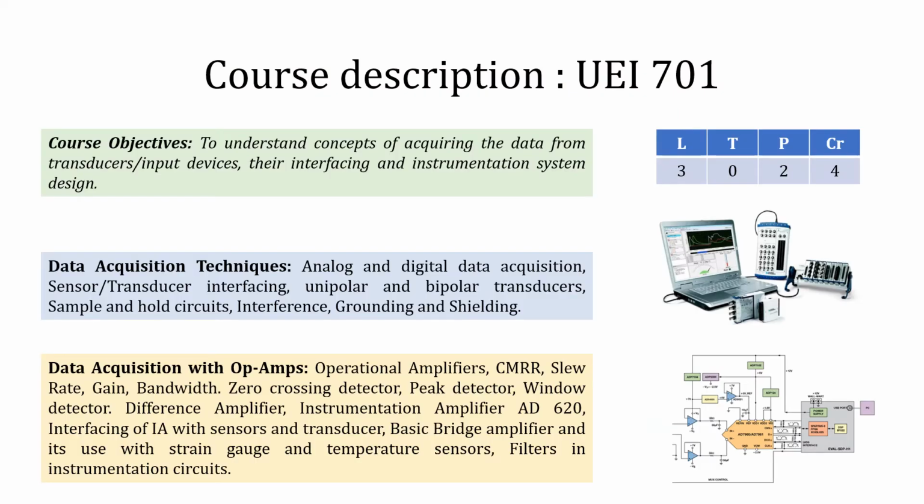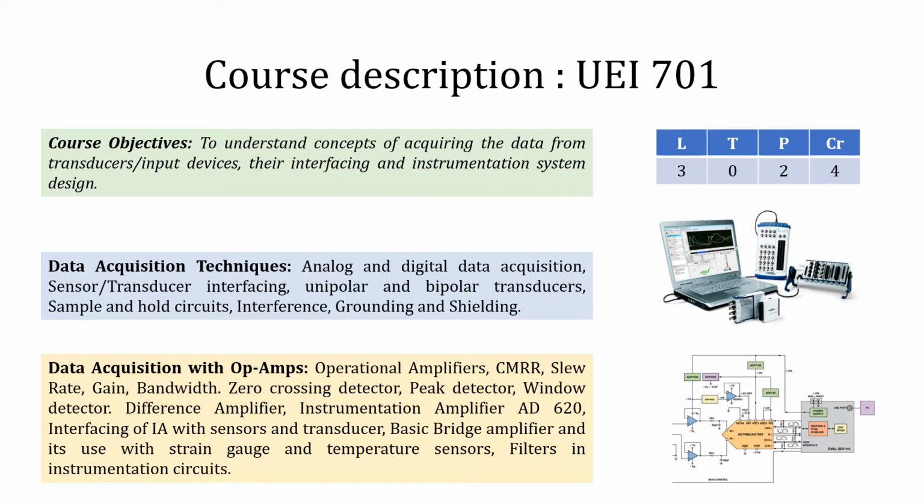Let me start with the objective of this course. The major objective is so that the student can understand how we can interface the transducers and input devices when they are designing any instrumentation system. This course is of 4 credits. It will include 3 lectures and 2 hours practical lab. There is no tutorial in this subject.